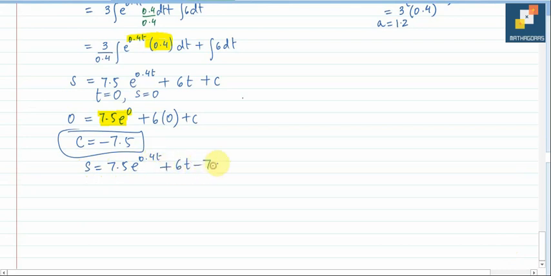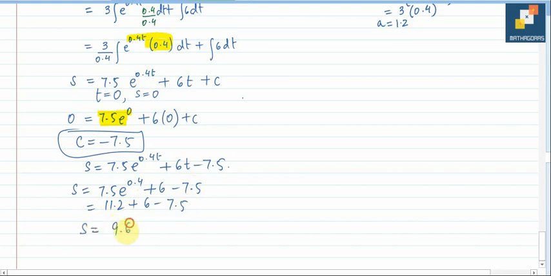Now you need to place the value of time 1 here, so that will be s equals 7.5 e to the power 0.4 plus 6 minus 7.5. e to the power 0.4 times 7.5 equals 11.18, or you can say 11.2, plus 6 minus 7.5. So the final answer you get is 9.68 meters. That is your final answer.